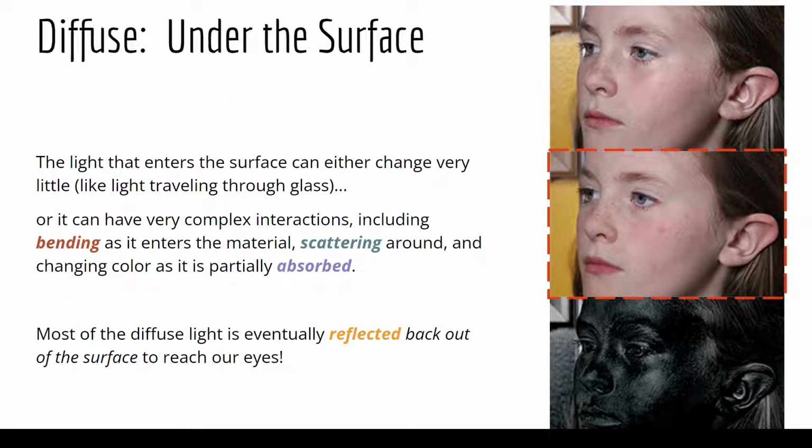The light that enters the surface can either change very little, like light going through glass, or it can have very complex interactions, like bending as it enters the material, scattering around, and changing its color as it's partially absorbed. What's important to understand is most of the diffuse light is eventually reflected back out of the surface to reach our eyes. We're still seeing that light that enters the surface, so it has to come back out. On the right-hand side, this is a picture of a girl, and this is just a normal picture. Through a photographic technique, they're removing the specular reflection. So that specular light, which is all those shiny bits, is now removed, and that's all the other light that's entering the surface.